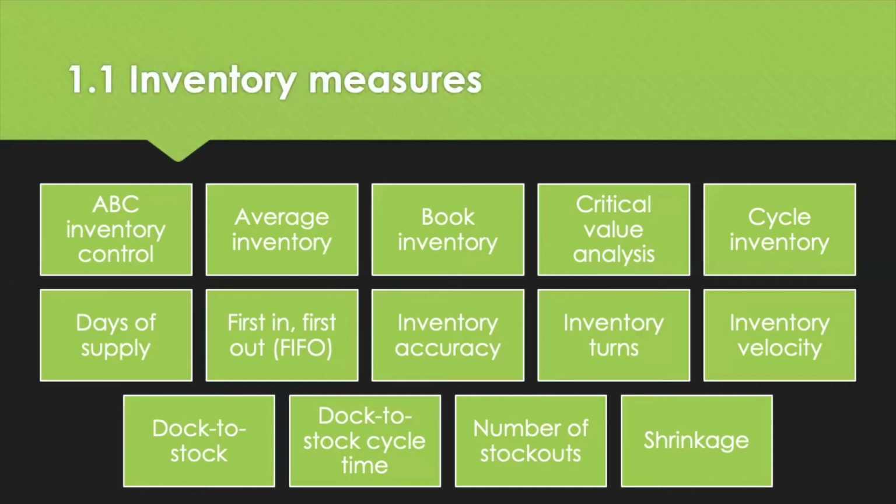FIFO, which is first in, first out, is a term that we use where stored inventory is used first. And in accounting, this is associated with value in the inventory, so the latest purchase prices are reflected in the book inventory. The practice of FIFO is common where products have a short shelf life.